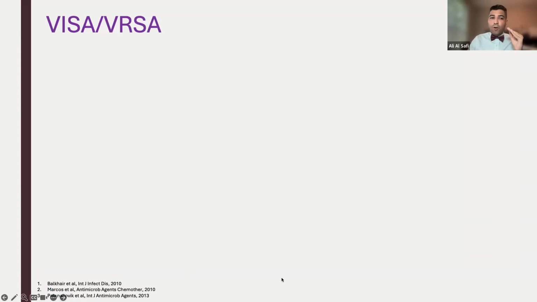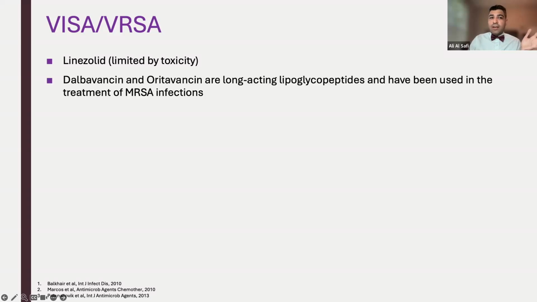VISA and VRSA, hopefully we don't deal with them, and they are extremely rare in the United States, but our options are linezolid, which, as we said earlier, is limited by toxicity. We also have dalbavancin and oritavancin, which are newish, long-acting lipoglycopeptides. These antibiotics work for two weeks. You get one injection and they treat for two weeks. So if you need antibiotics for two weeks, all you need is one injection.